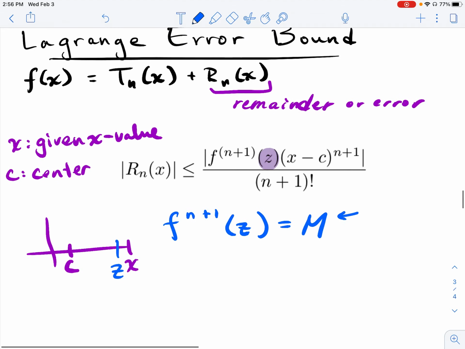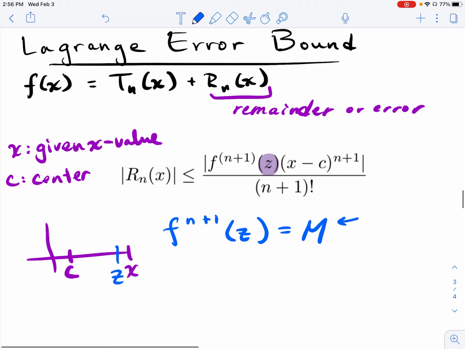Now, the place where students get the most tripped up when it comes to the Lagrange error bound theorem is that they're so concerned with trying to find this z value. And pragmatically speaking, the whole point of this theorem is to quickly assess how well our Taylor polynomial is modeling the function. So it defeats the purpose to try to really struggle and find this magic z-value. The Lagrange theorem is an existence theorem.